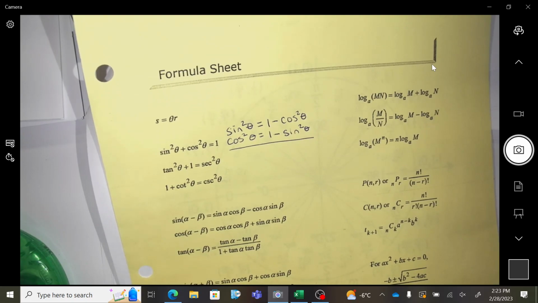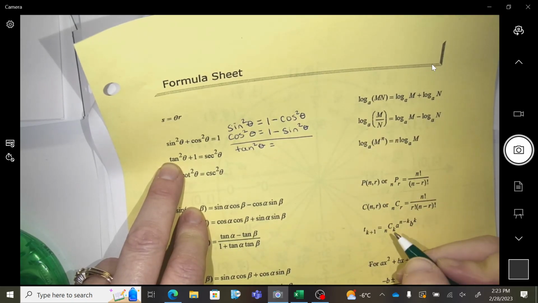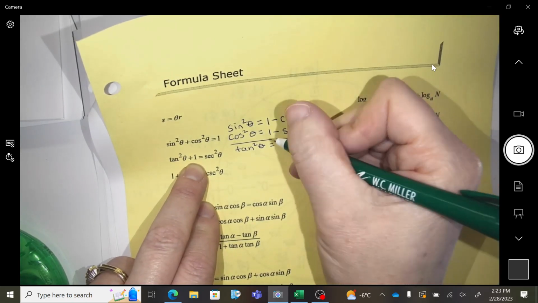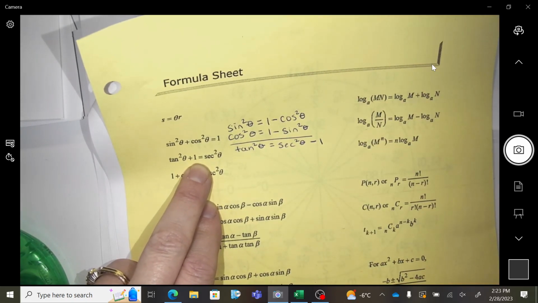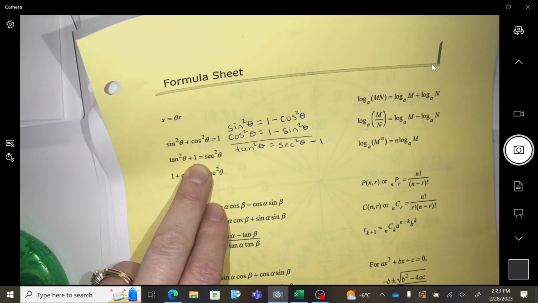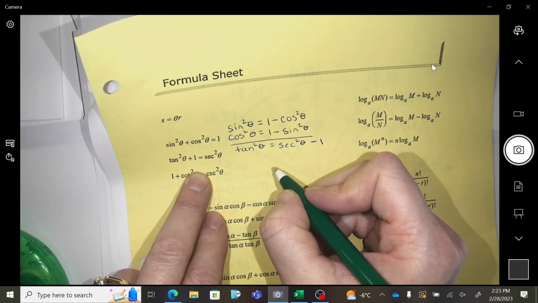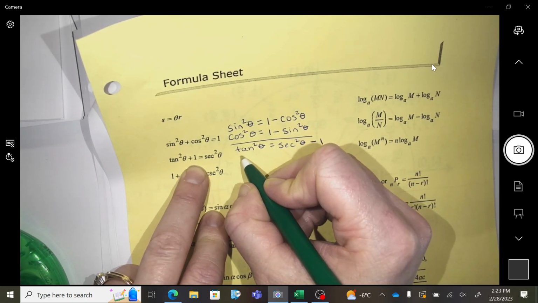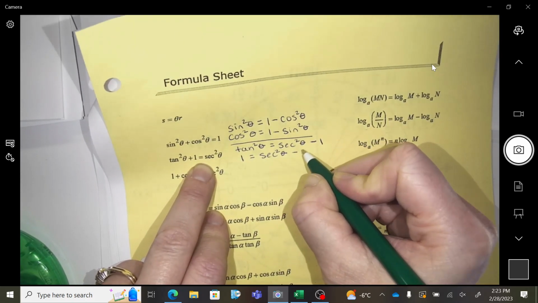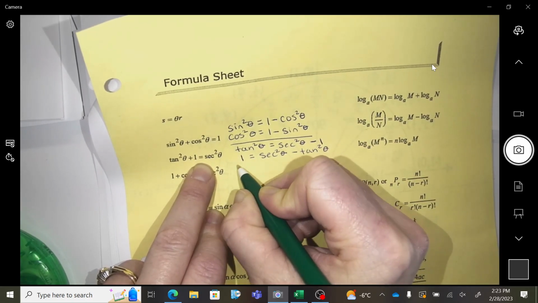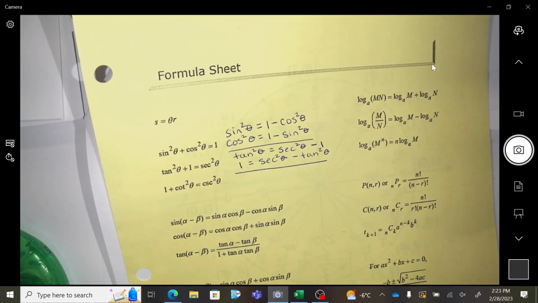Okay, the next one, if I wanted tan squared theta alone, it would equal secant squared theta minus 1. There's always two variations to add here, so if I wanted 1 alone, it'd be secant squared theta minus tan squared theta. Can you finish that off, the last one with the cotangents?